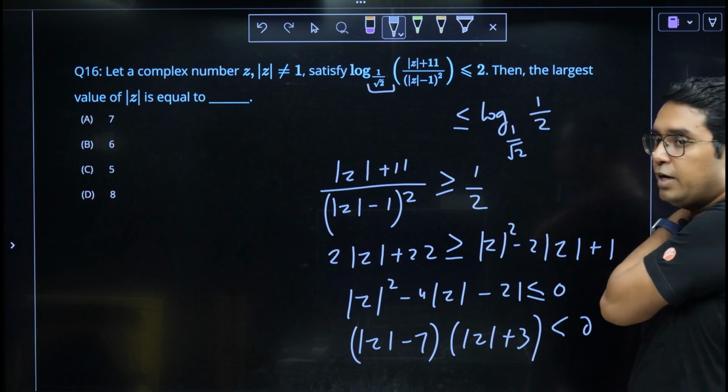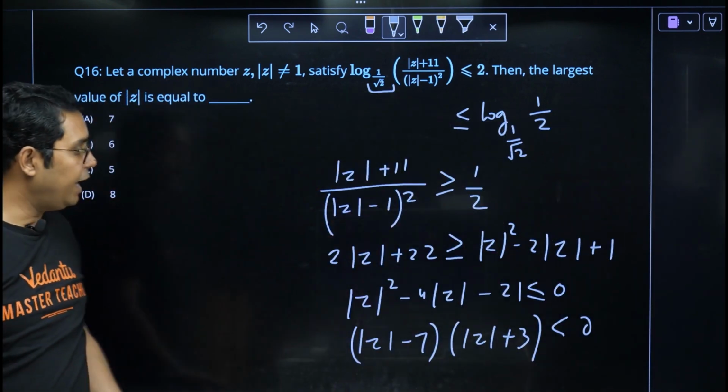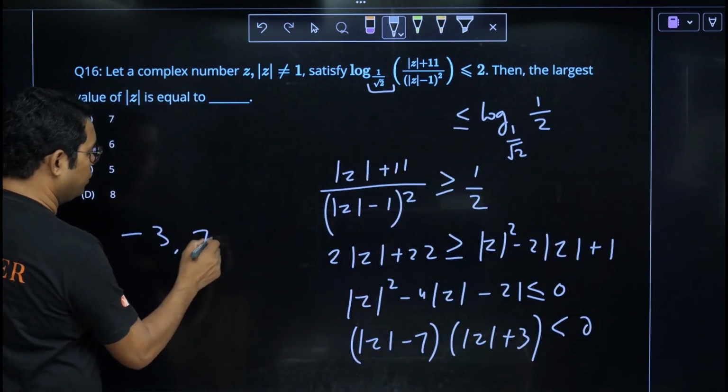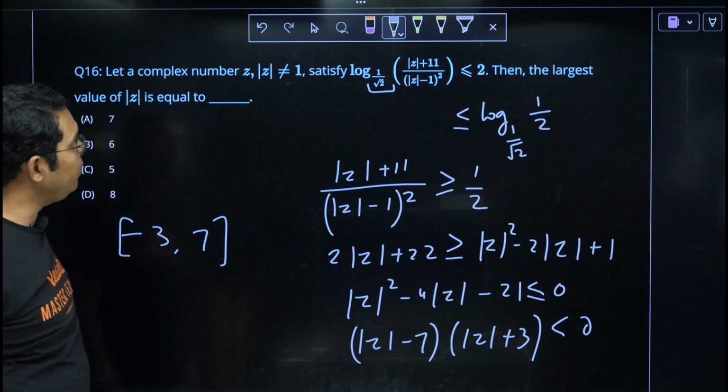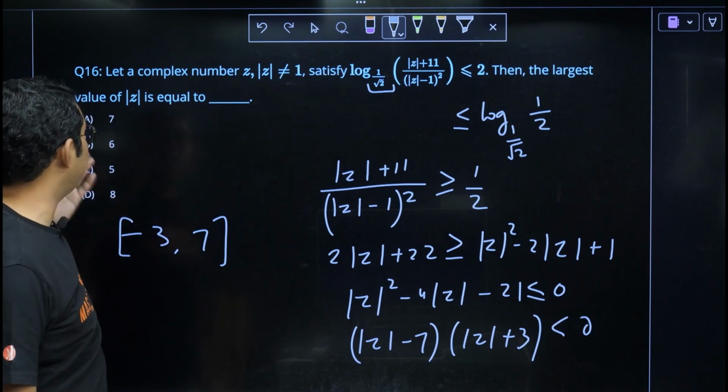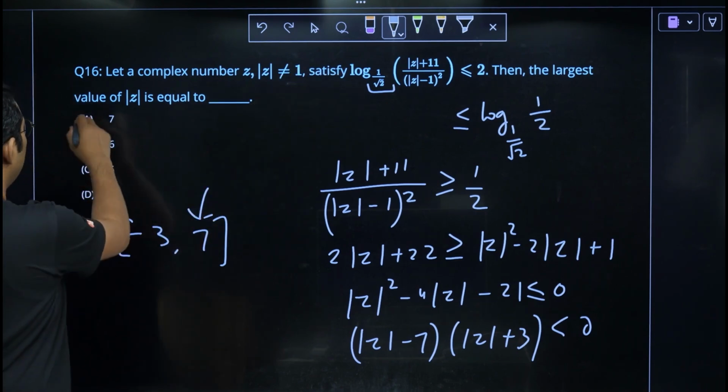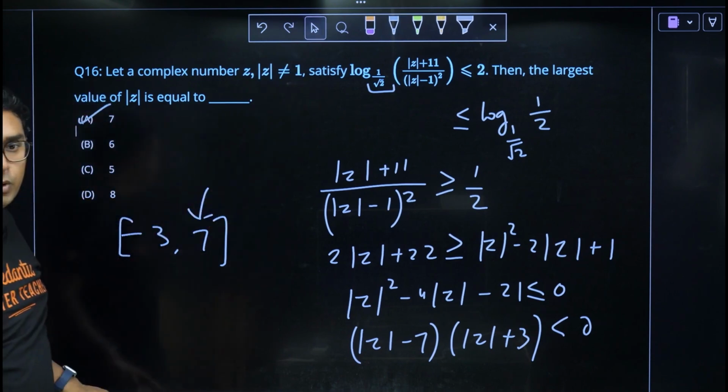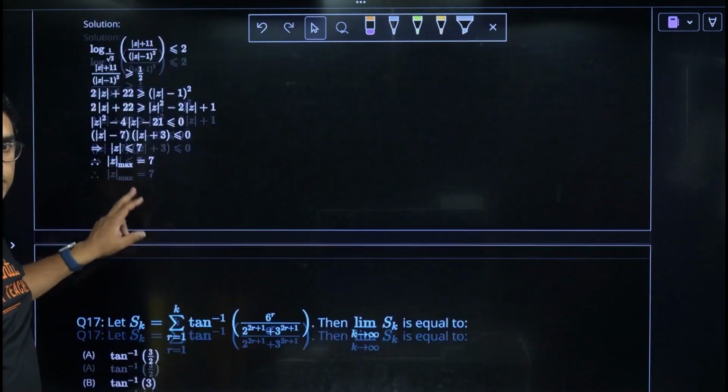So using the wavy curve method, mod z should be lying within minus 3 to 7, both sides closed bracket. Minus 3 it cannot be, but we are not looking for that. We are looking for the largest value, so it has to be 7. So the answer for this question will be A. Okay. Moving to the next question, that is 17.